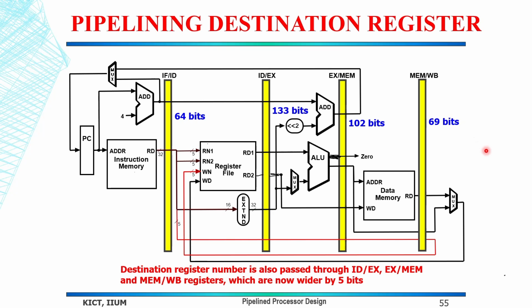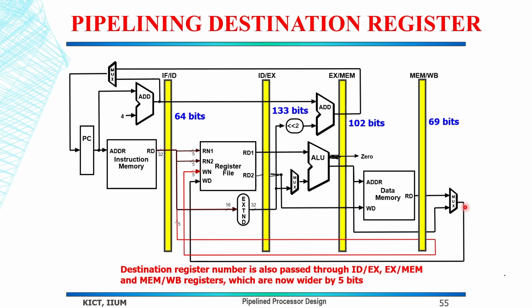So this slide, as we discussed in the last lecture as well, addresses a critical question: how does the pipeline remember which register to write to in the write back stage? Because from here it needs to write back into this register file. So how should it know which register to write to for that particular instruction?